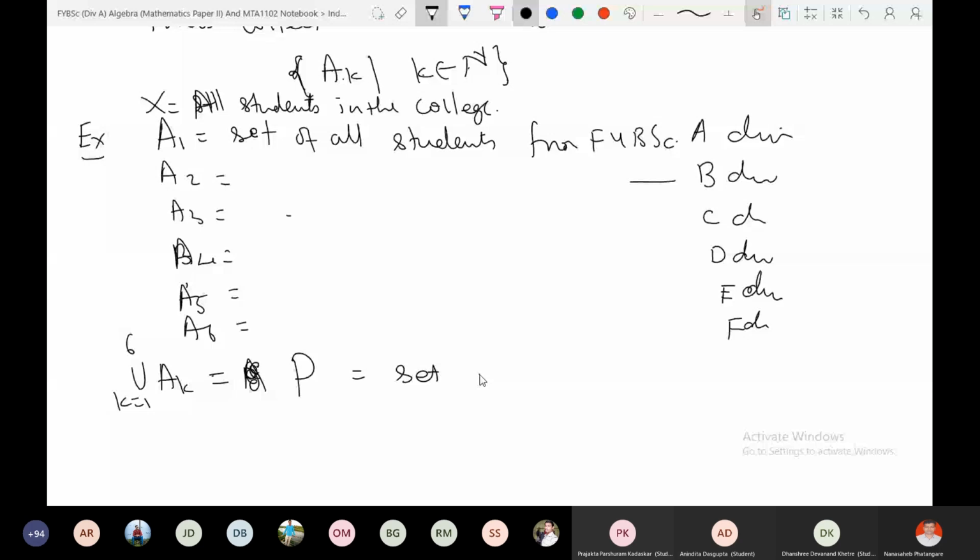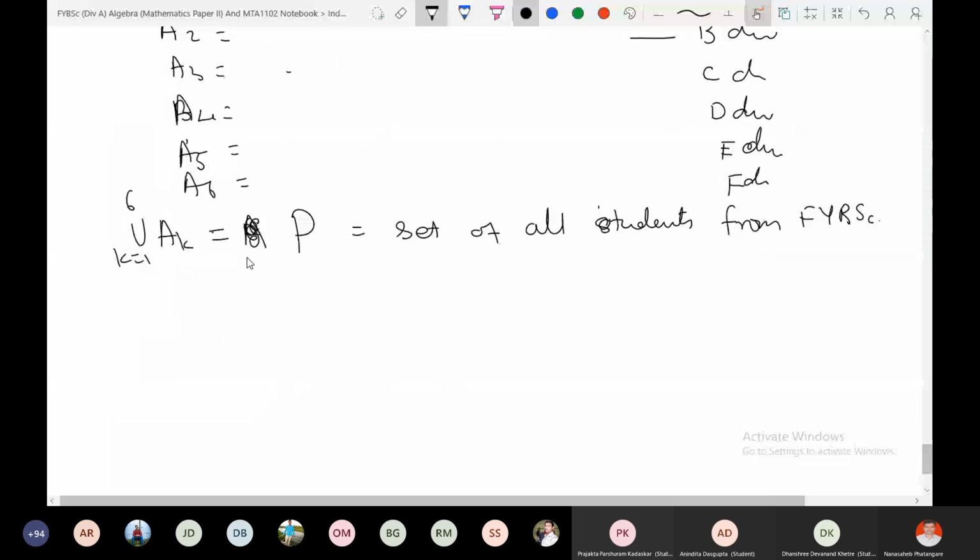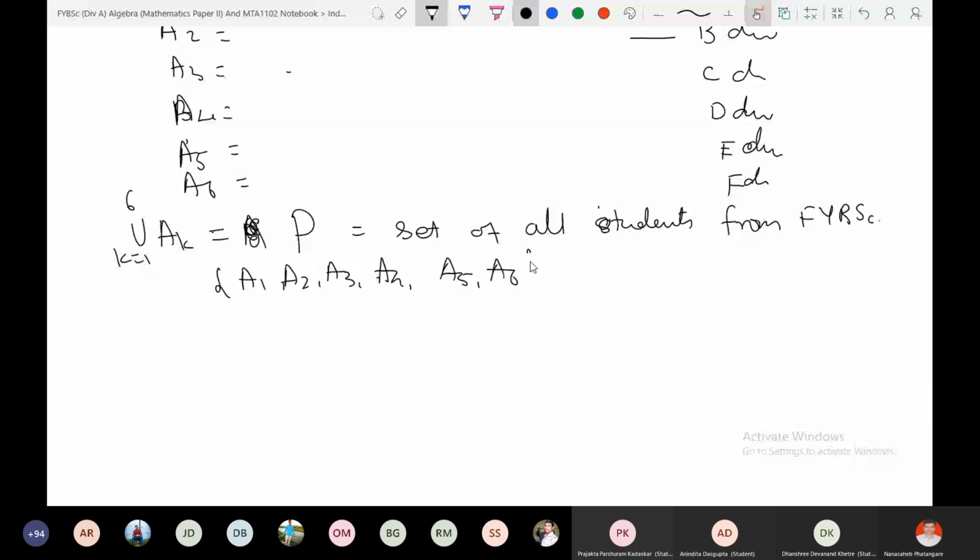all the students from FYBSC, right, because we have collected all the divisions. So this is a collection of all students. And therefore, what is A1? A1 itself is a set, right? And I can write this as the collection A1, A2, A3, A4, A5, A6, right? So if I denote this by some script C, then this is a collection of sets. So it is a set of sets, right? Set of sets.